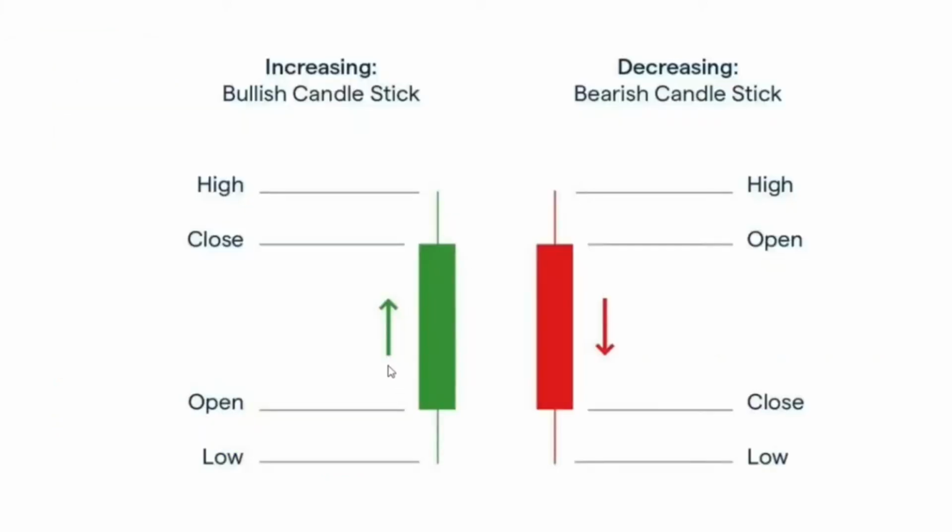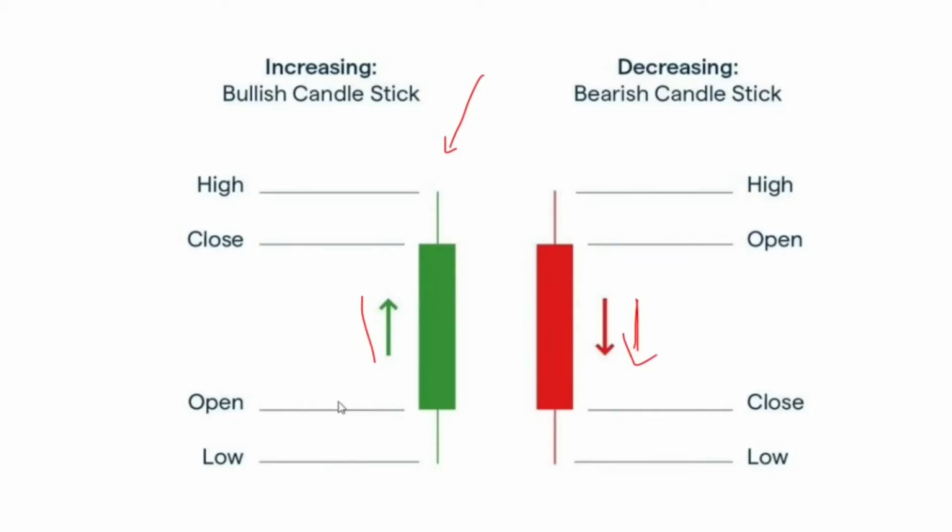So this is how the candlesticks look, and there are two colors for candles. These two candles represent upside movement and downside movement of the price. Here you can see if the candle is green, that represents upside movement of the price. If the candle is red, then it represents downside movement of the price.